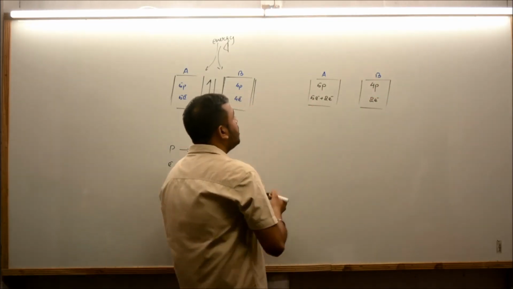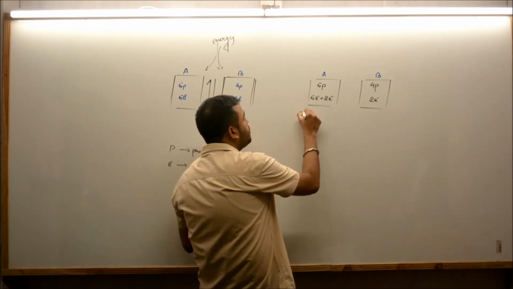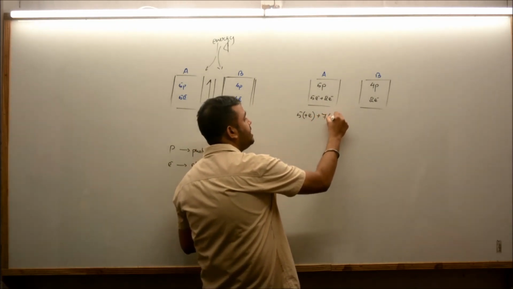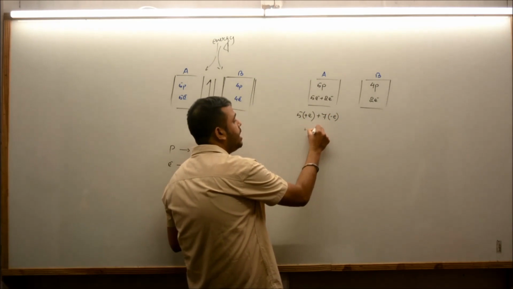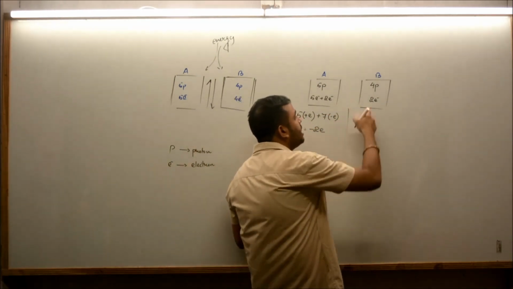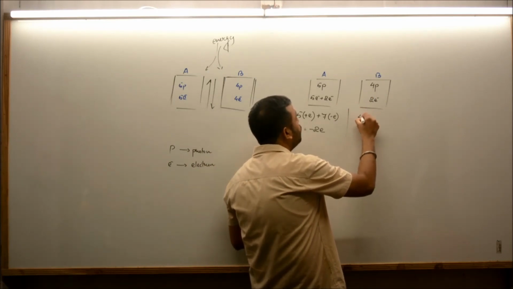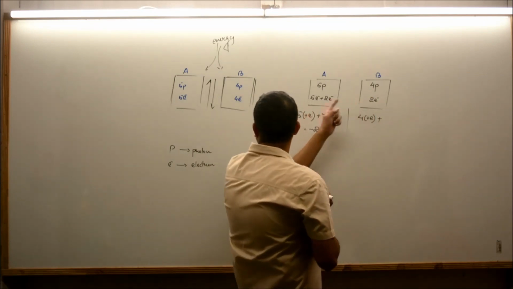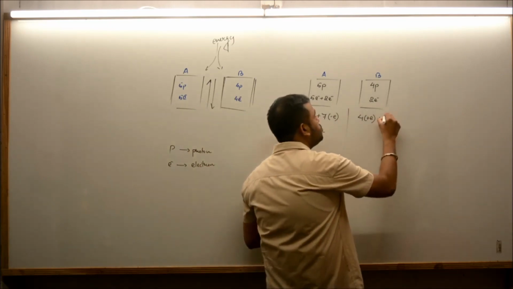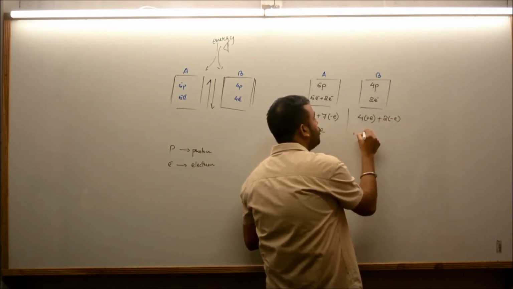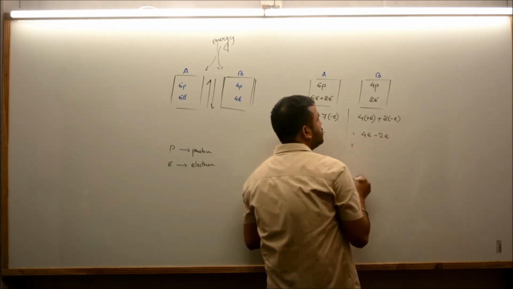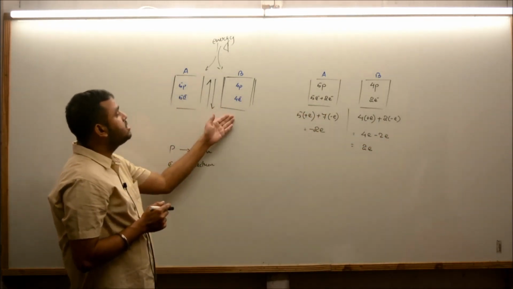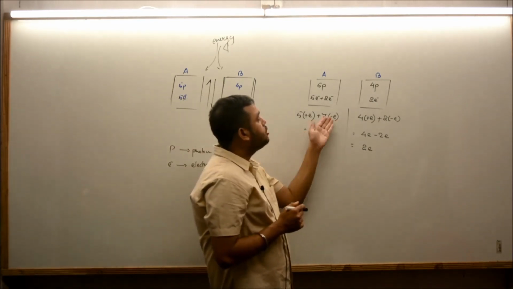Now its charge will be 5 protons. The charge of a proton is plus E, and clearly we can see it has 7 electrons. The charge of an electron is minus E. So the net charge becomes minus twice E. Now B has 4 protons, so 4 times plus E. It has 2 electrons, since it donated 2 electrons; earlier it had 4 electrons. So 2 times minus E. So 4E minus twice E becomes twice E.